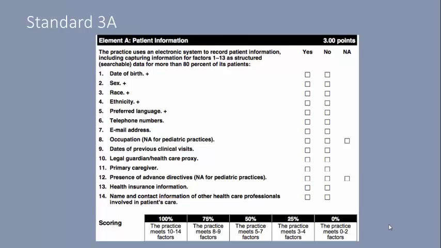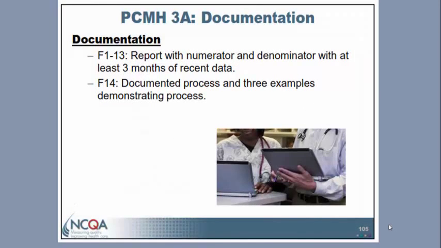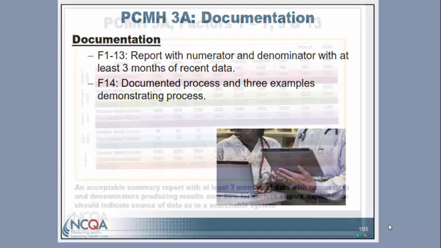Numbers 1 through 13, though, it's just a straight-up report with a numerator and denominator, with the numerator being the number of patients that you've collected the information for, the denominator being all the patients you saw within a 3-month or more time period, and then your percentage needs to be more than 80%.